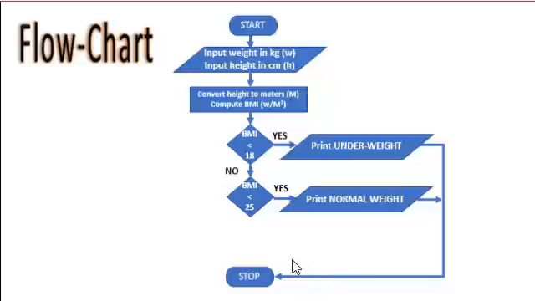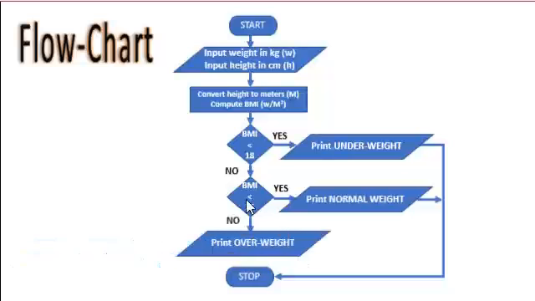So going to stop. And if this returns false, that means BMI less than 18, no. BMI less than 25, no. That means it is 25 or more, right? In that condition, again we are using the input output symbol, print overweight and go to stop. So this is called the flowchart.